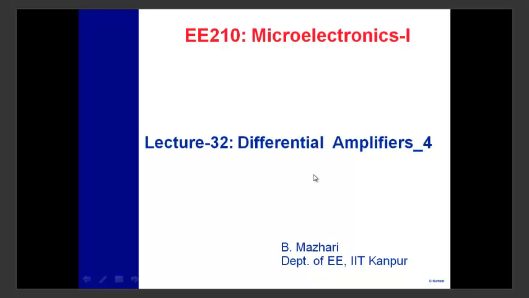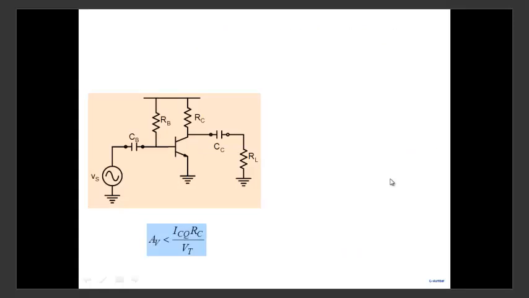Okay, all right, let's start. So hopefully we'll finish with our discussion related to differential amplifiers. And there's a lot to discuss, but we are short on time, so let's wind up.